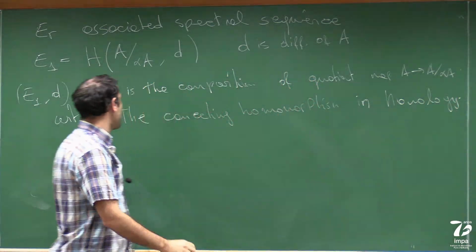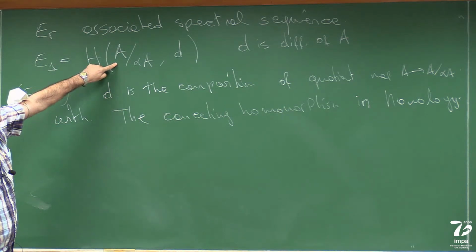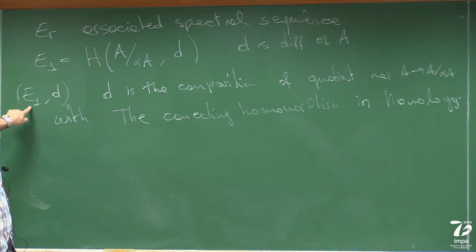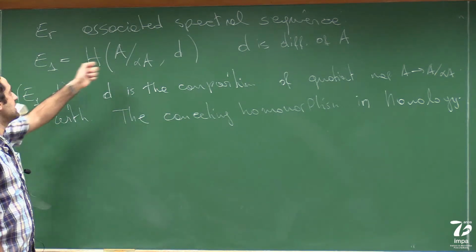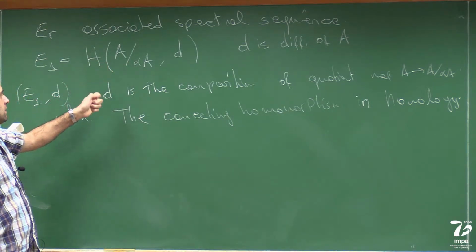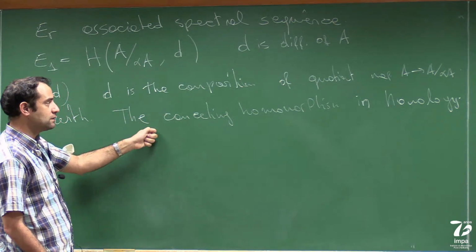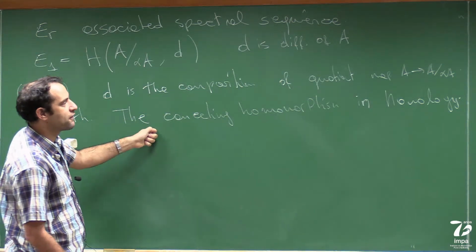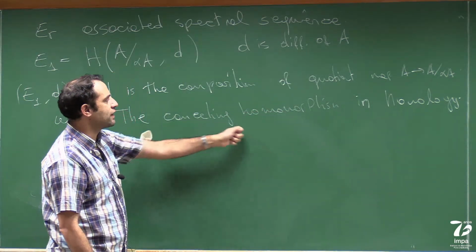So you already see that if I want to compute the differential of an object in E1, which can be realized as a subquotient of A, then what I can do is grab an element in E1. Well, it is the homology of A divided by alpha A, so I can just pick a representative in A. And since I need to compose these two things, remember the differential D is G composed with F. So the first thing I need to apply is F, which is the connecting homomorphism in homology.